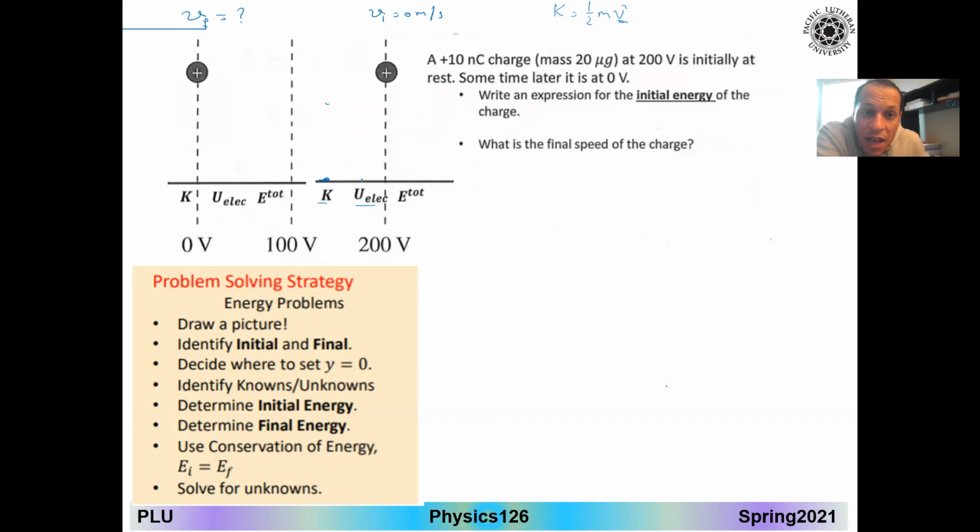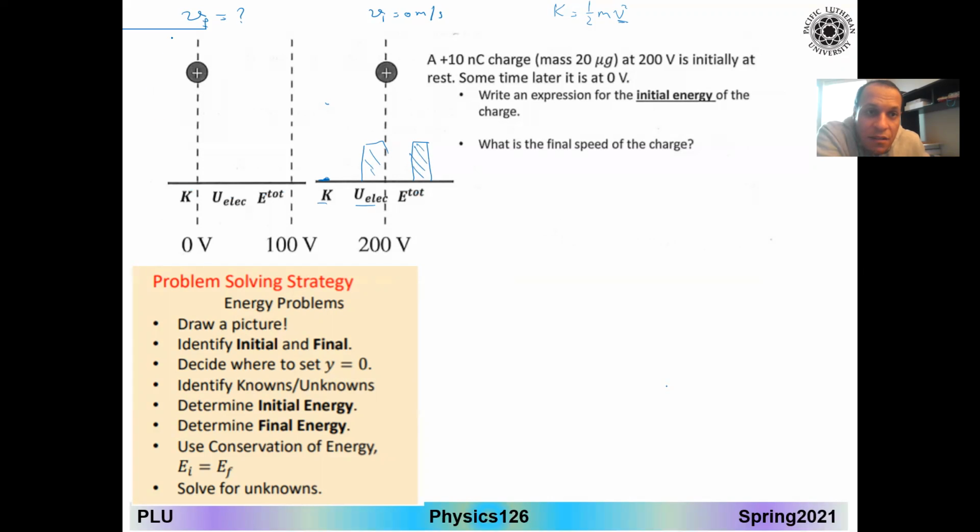The only component, since I have electrical potential and I have a charge, is the electrical energy component. And the total, just add the two together, so you end up with the total energy that you have.